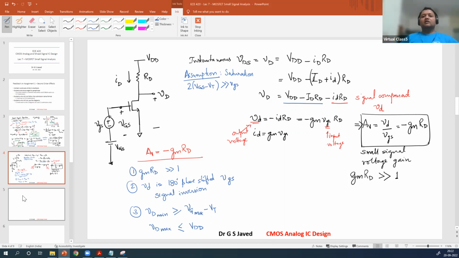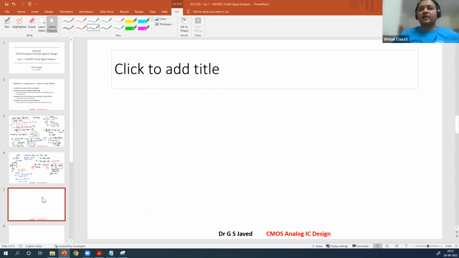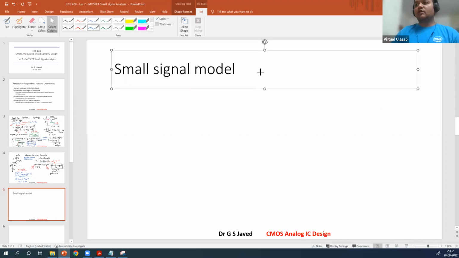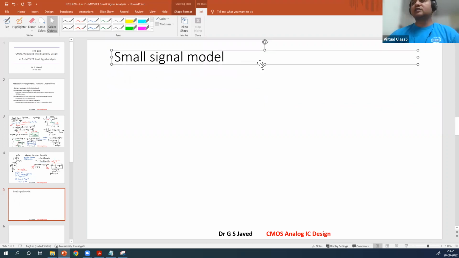Now we will go into defining the small signal modeling. This is an important part. You will be using small signal modeling extensively in your studies, whether it is analog, digital, or RF. You will see small signal analysis coming into the picture.